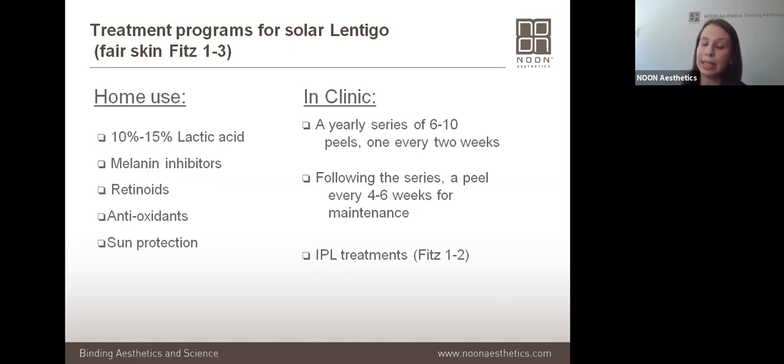And in clinic, we will do a yearly series of 6 to 10 peels, one every 2 weeks. And following this series, a peel every 4 to 6 weeks for maintenance. Also, we can add the IPL technology.